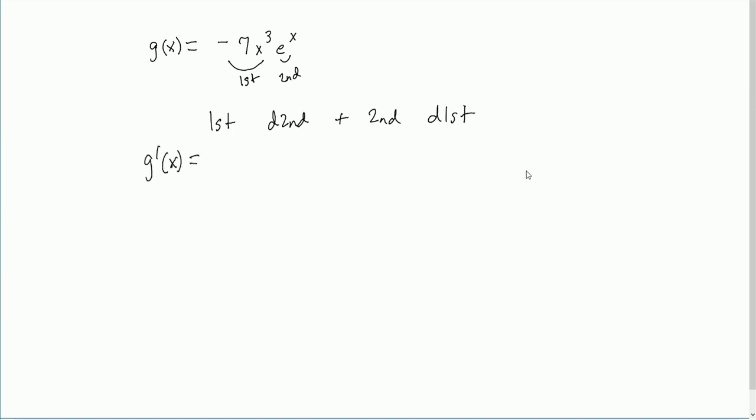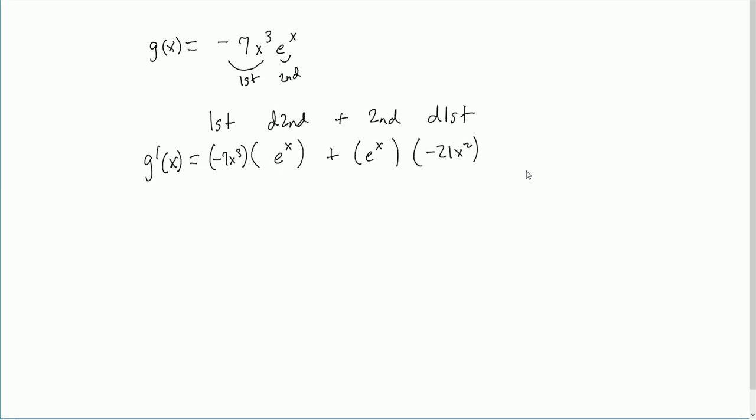Okay, so first is negative 7x cubed, times the derivative of the second, so the derivative of e to the x is e to the x, plus the second, which is e to the x, times the derivative of the first. So the derivative of negative 7x cubed would be negative 21x squared.